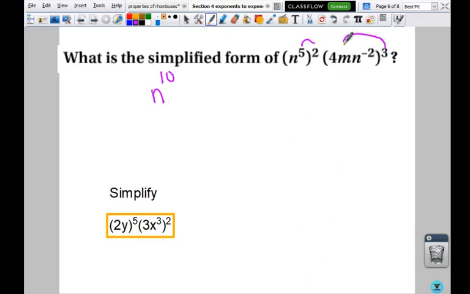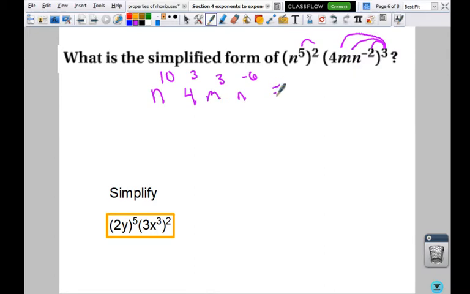I'm going to backwards distribute the 3 and the 3 and the 3, like that. And when we do it, we're going to go 4 to the 1 times 3, which is just 4 to the 3rd, right? M to the 1 times 3, which is M to the 3rd. And then N to the -2 times 3 is N to the -6. And now that we've done this, now we can put our stuff together.